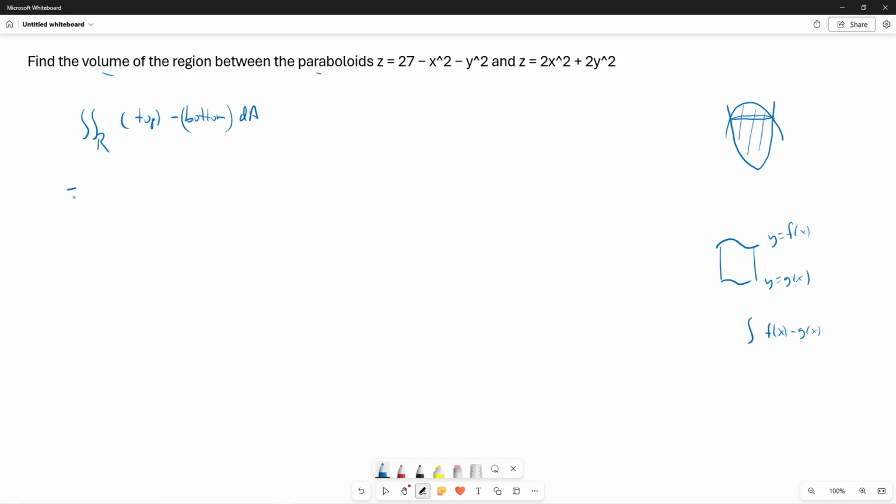So in this particular situation, we have the top surface is the paraboloid z equals 27 minus x squared minus y squared, and the bottom one is z equals 2x squared plus 2y squared. And we can simplify that: 27 minus 3x squared minus 3y squared. So this is our integrand.